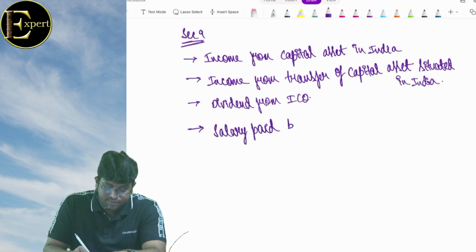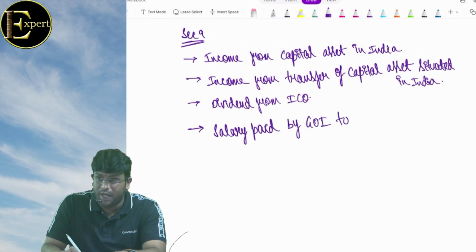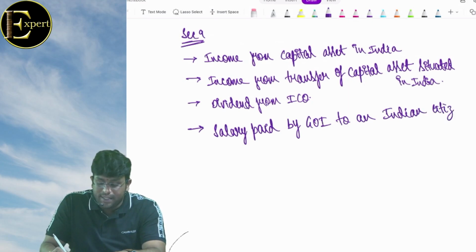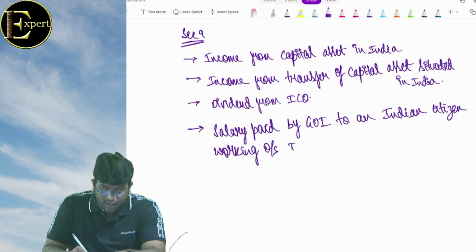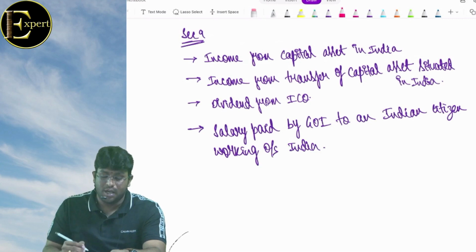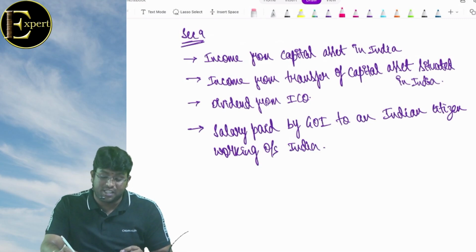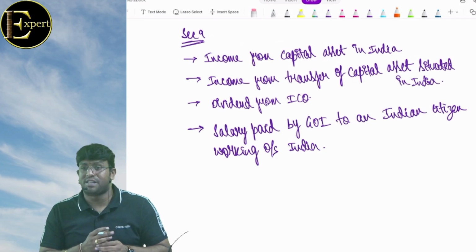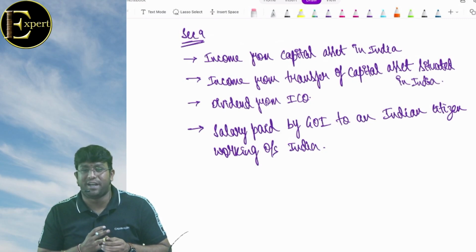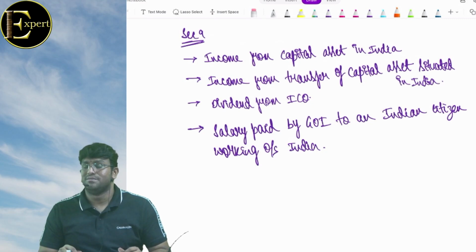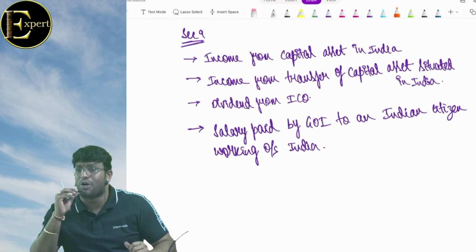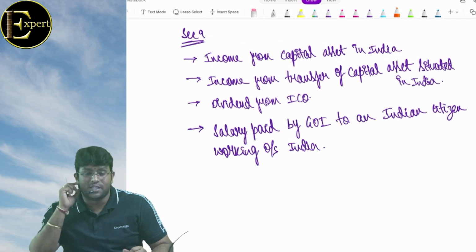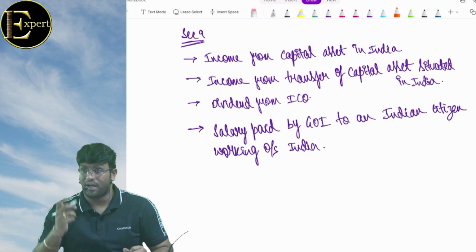Salary paid by Government of India to an Indian citizen working outside India. Imagine a case where there is a person, Mr. X, who is working for the Government of India, but is working in Pakistan, at the Embassy. Whatever salary is paid by the Indian government to that employee working in Pakistan is deemed to accrue in India. It's not accrued in India, but it's deemed to accrue in India.